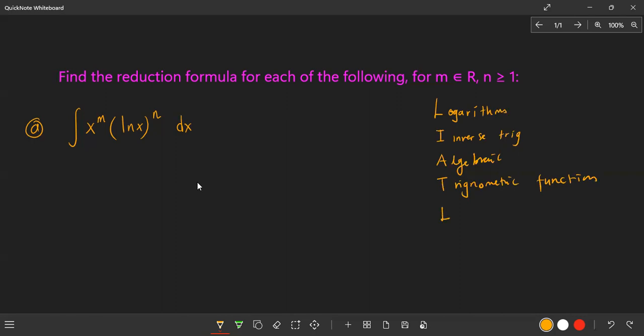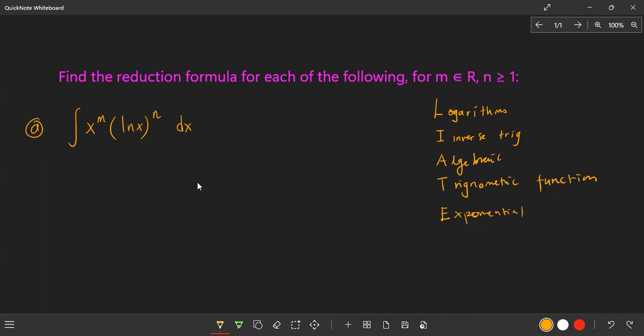And then the last one, which has the least priority when it comes to choosing the function you're going to differentiate, is exponential functions. Exponential functions have the least priority. So we follow this order, L-I-A-T-E. I don't know how you can pronounce this. So the first thing is to choose which function you're going to differentiate, and you follow this order. Based on the two functions given, which one appears first in that order?